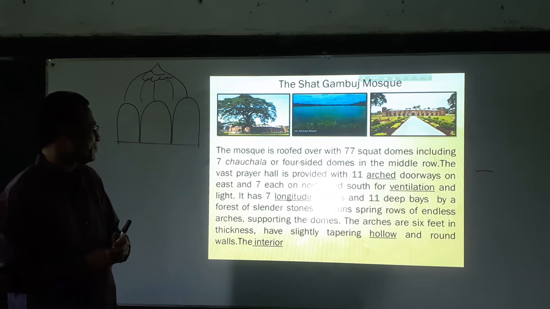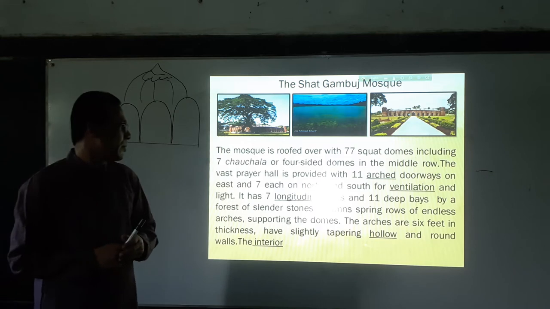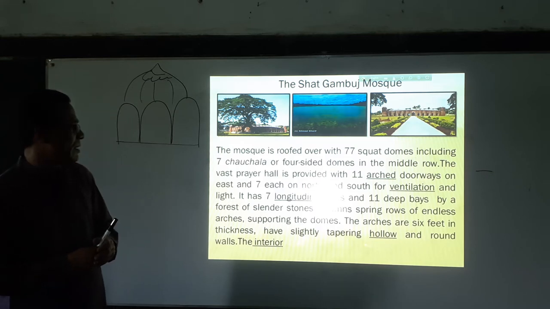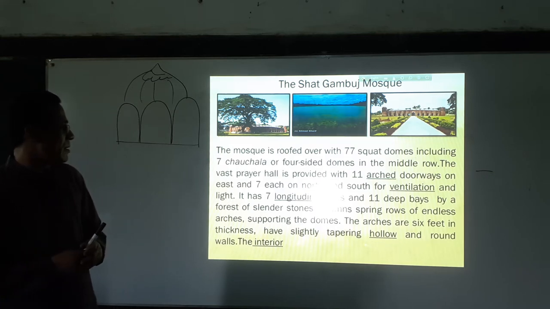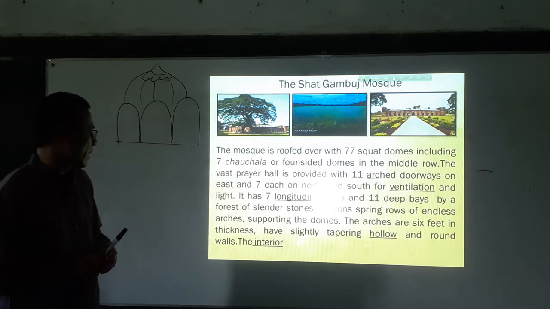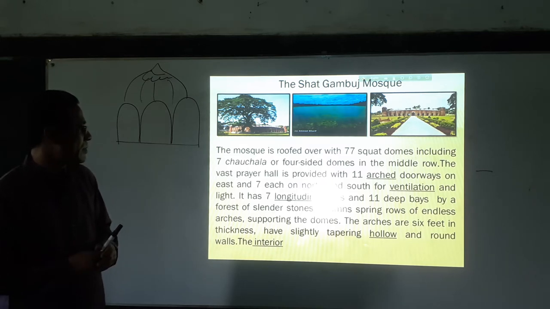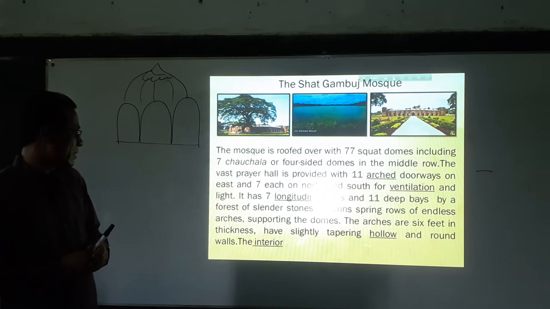It has 7 longitudinal aisles and 11 deep bays, formed by a forest of slender stone columns springing rows of endless arches supporting the domes. The arches are 6 feet in thickness, with slightly tapering hollow and round walls.